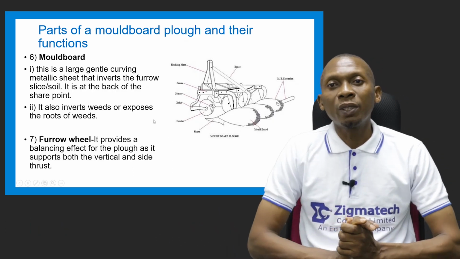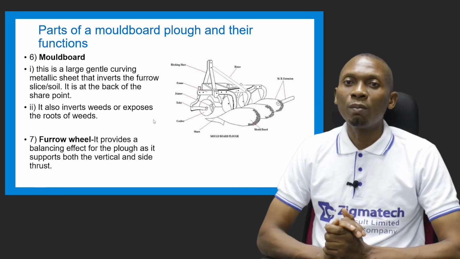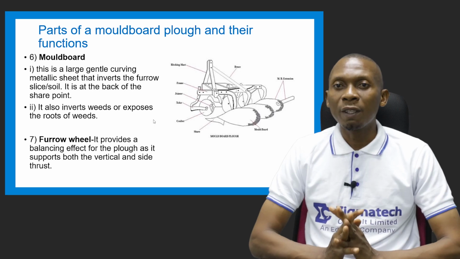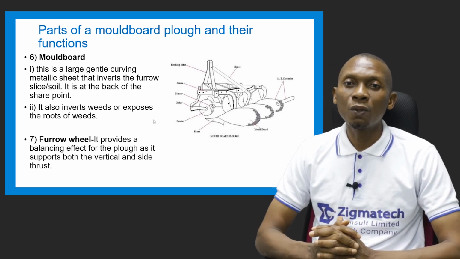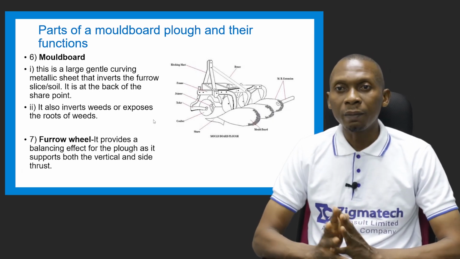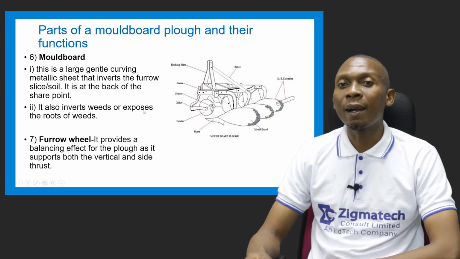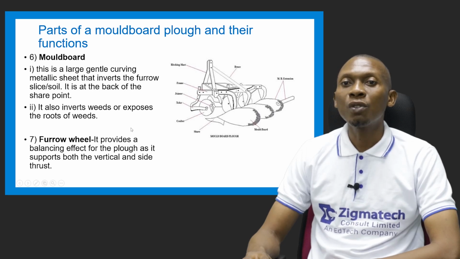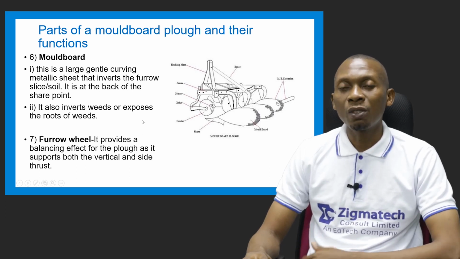Okay, the mold board is another component of the mold board plow. You can see that it's a large, gentle, curving metallic sheet that inverts the furrow slice, or the sod, and it's located at the back of the share point or the share. So this is the mold board and this is the share or share point, and it helps to invert weeds or expose the roots of weeds.